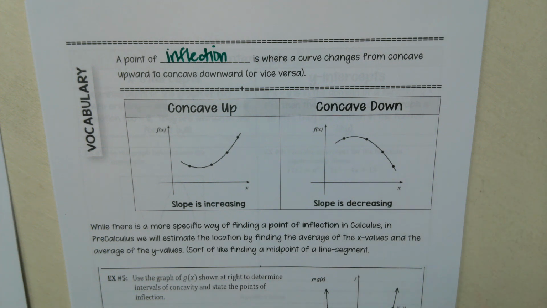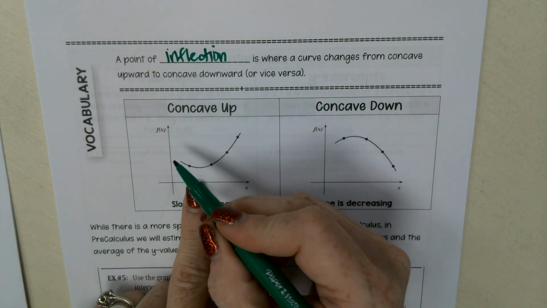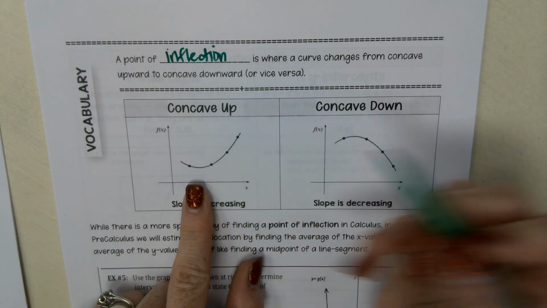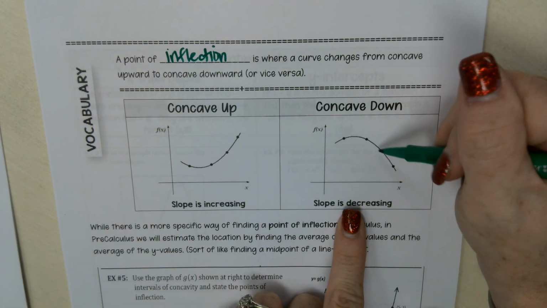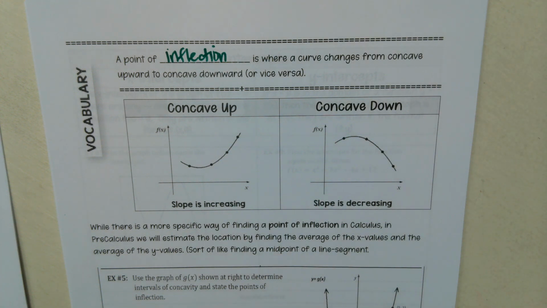Y'all have seen things that are concave. For example, a contact lens, a microscope lens, things like that. And whether it's concave up or concave down kind of affects whether it zooms in or zooms out. So right here, this is what concave up looks like. It's kind of like a parabola opening up, and concave down is an upside down parabola type shape.